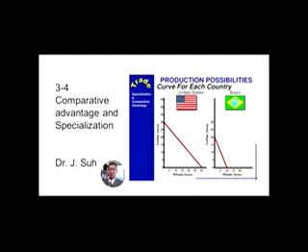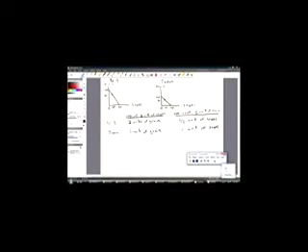Hello. In this video we're going to review the basics of trade, talking about issues such as comparative advantage and specialization. We're going to start this example by assuming we have two countries, the United States and Japan. Each country can produce two goods, grain and steel. The United States production possibilities frontier is given up here in the top left.